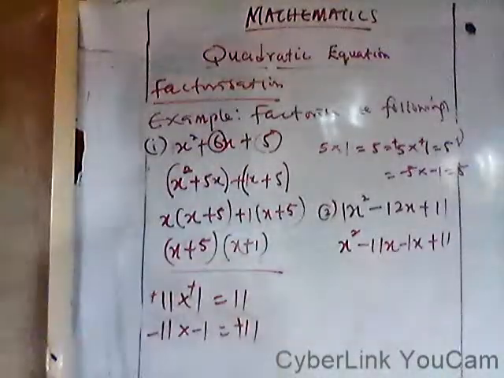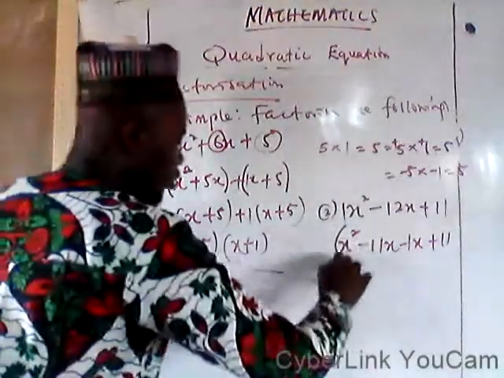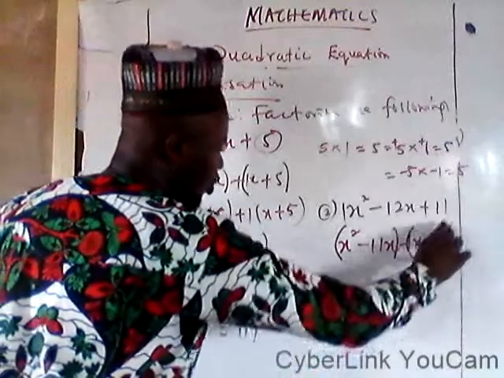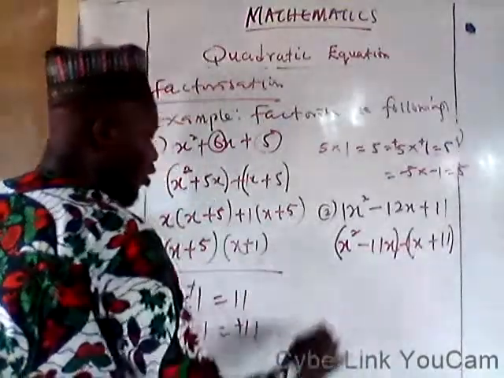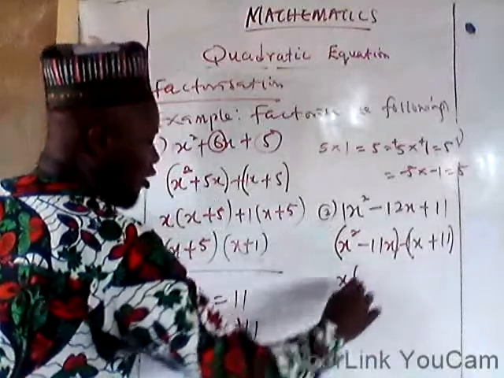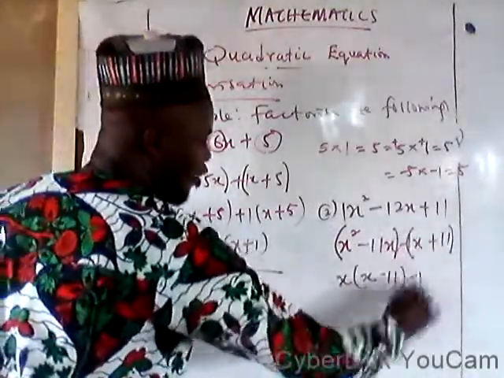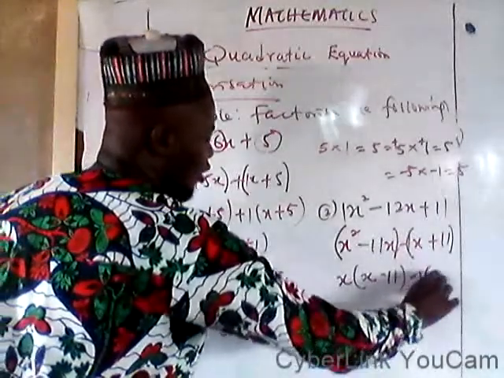So instead of 3 items, you now have 4 items. Meaning I can group them into 2. So you are going to have, what is common here? x is common, right? So you have x minus 11. What is common here? Minus 1 is common. That's also x minus 11.